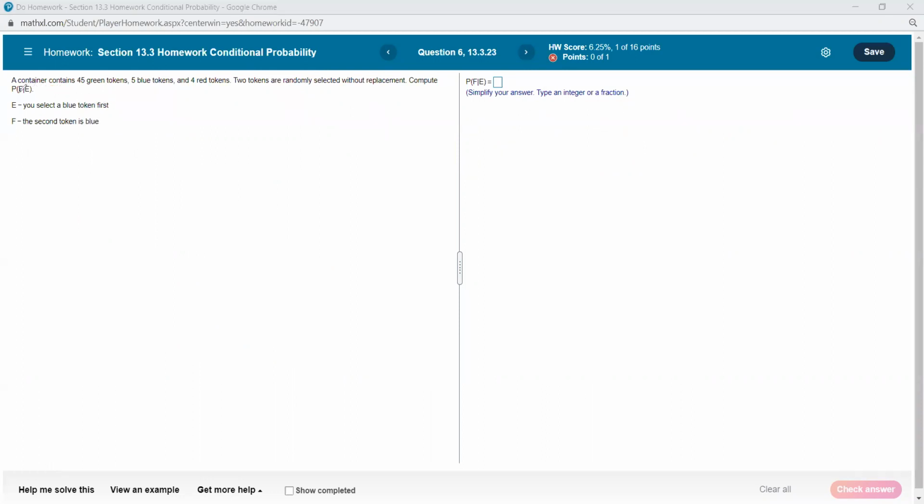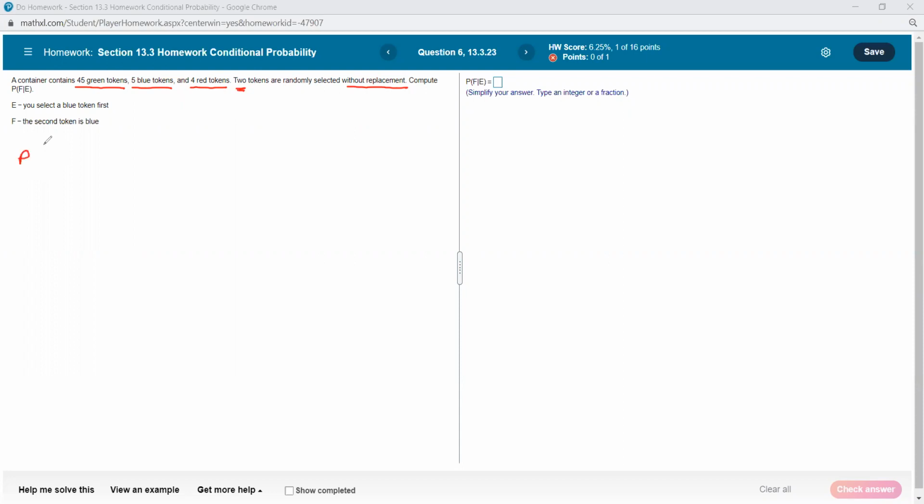Well, let's take a look at this. The container contains 45 green tokens, 5 blue tokens, and 4 red tokens. 2 tokens are randomly selected without replacement. Compute the probability of F given E.